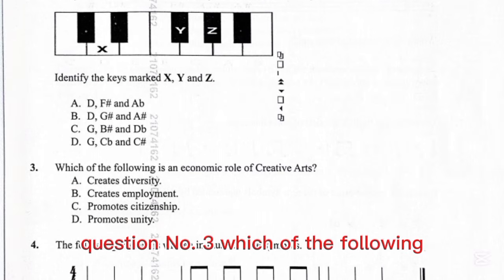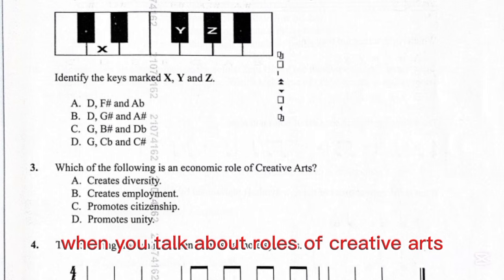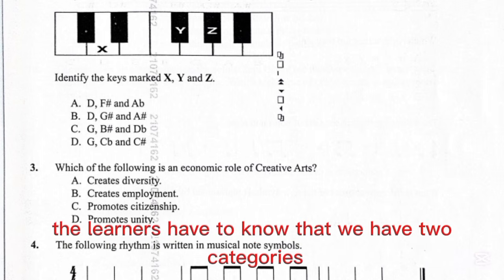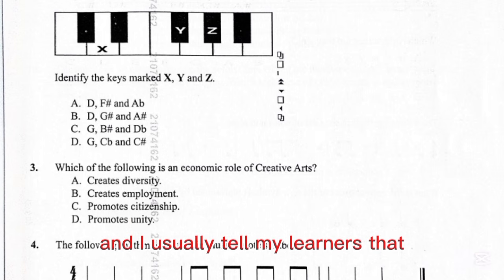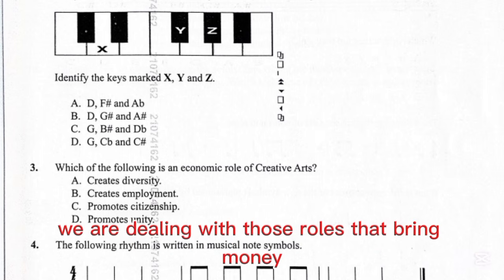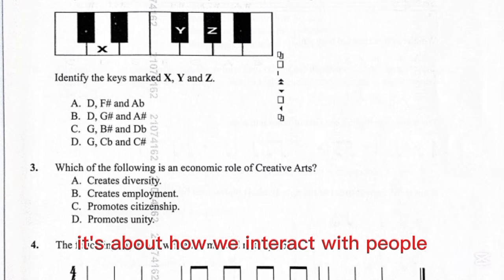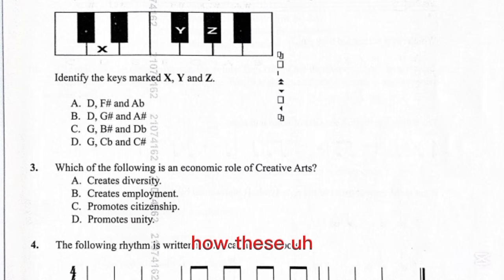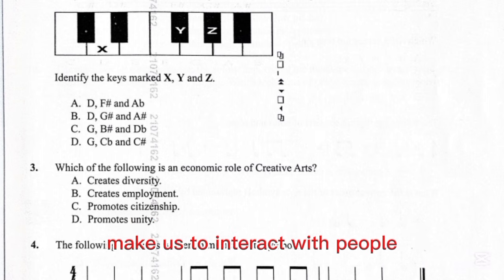Question number 3. Which of the following is an economic role of creative arts? When you talk about roles of creative arts, the learners have to know that we have two categories: the social roles and economic roles. I usually tell my learners that when you see economic, we are dealing with those roles that bring money into our pockets. And when we deal with social, it's about how we interact with people, how creative art and sport as a learning area makes us interact with people.